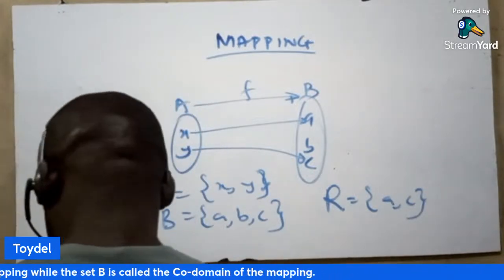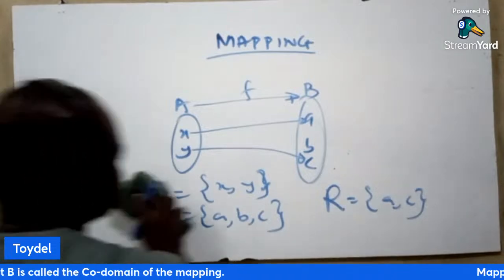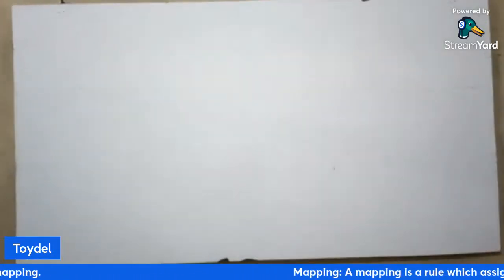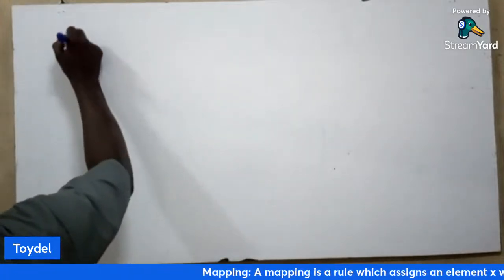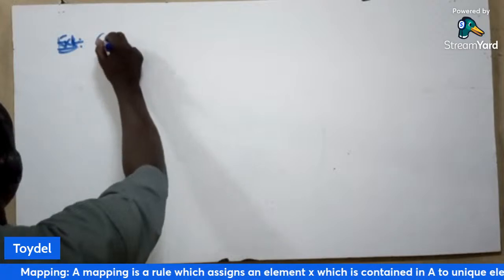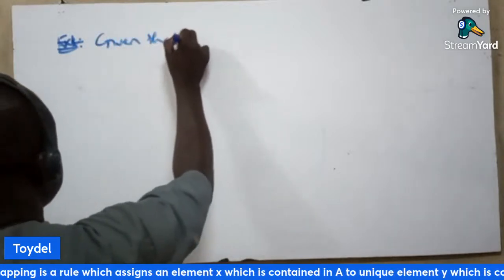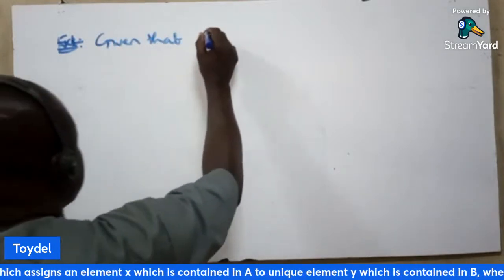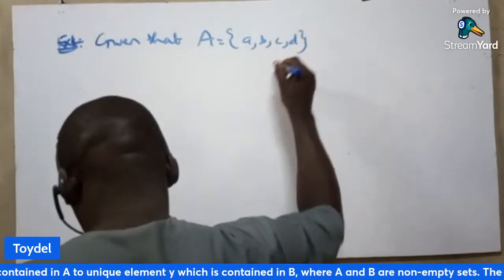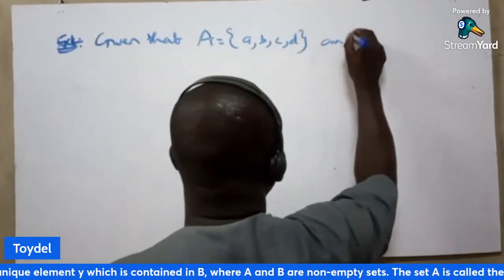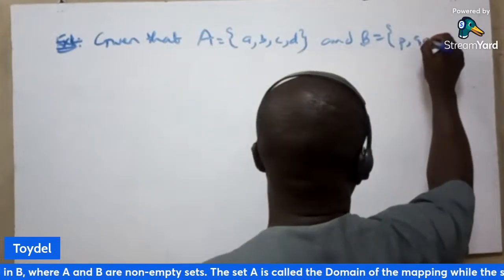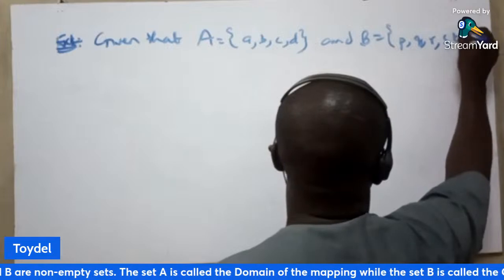So probably I'm going to give an example to explain further what we call domain, codomain, and range under mapping. Let's say example 1. Let's look at this example. Given that set A is equal to {A, B, C, D}, and set B is equal to {P, Q, R, S, T}.